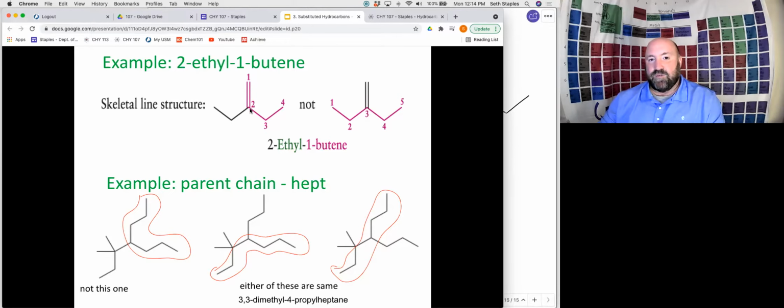And now what we do is we name this substituent. We name this branch coming off it. So here's our main chain here in pink. And this is our branch coming off. And we're going to talk about how we name that. But this would get the full name 2-ethyl-1-butene.